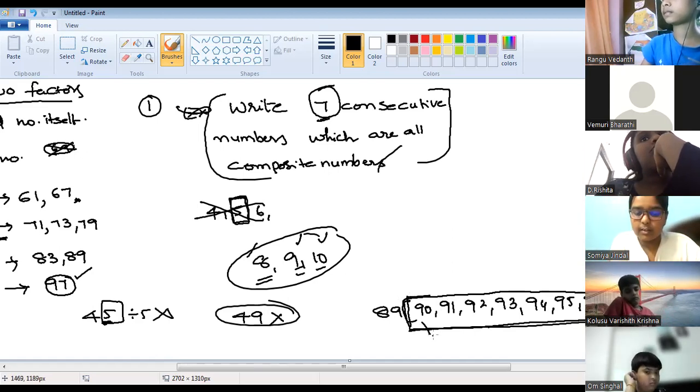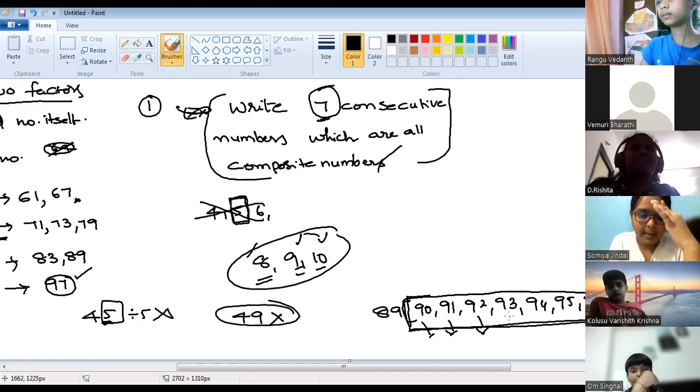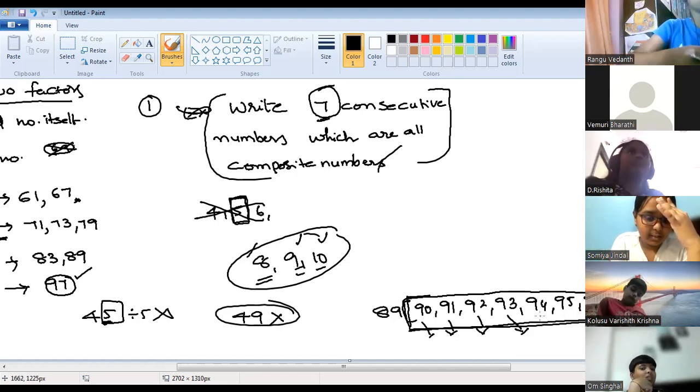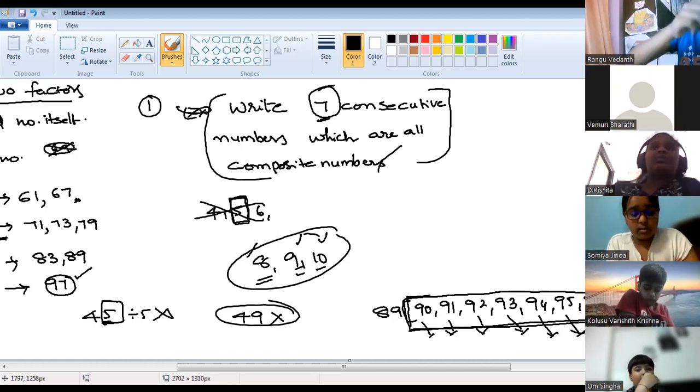90 is an even number, it is divisible. 91 will go in the 13 table, 13 sevens are 91. 92 is again an even number. 93 is divisible by 3. 94 is an even number, composite. 95 is divisible by 5.